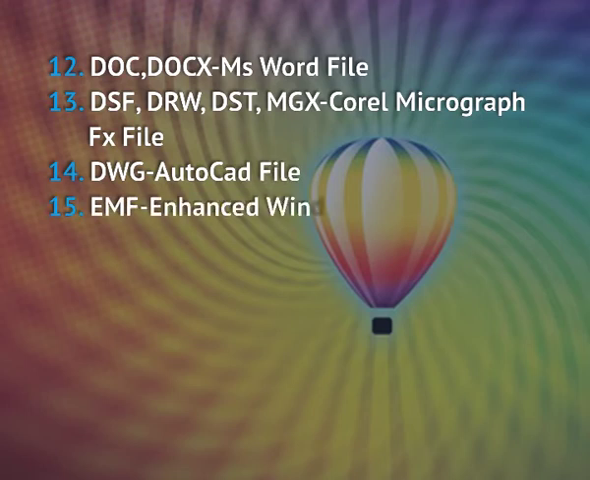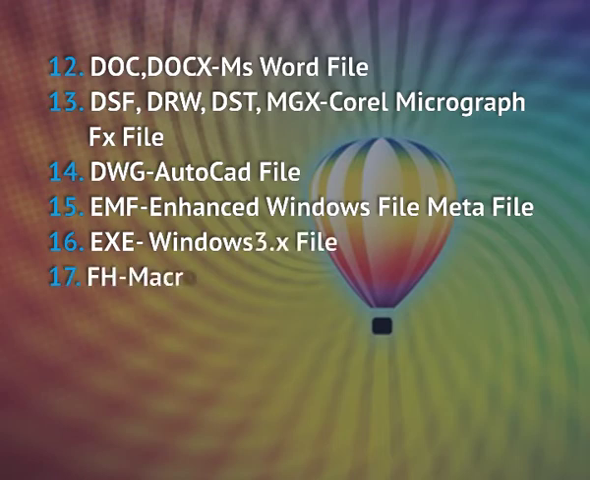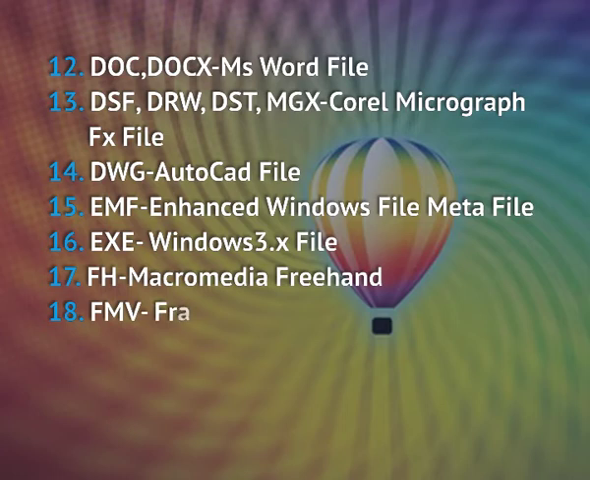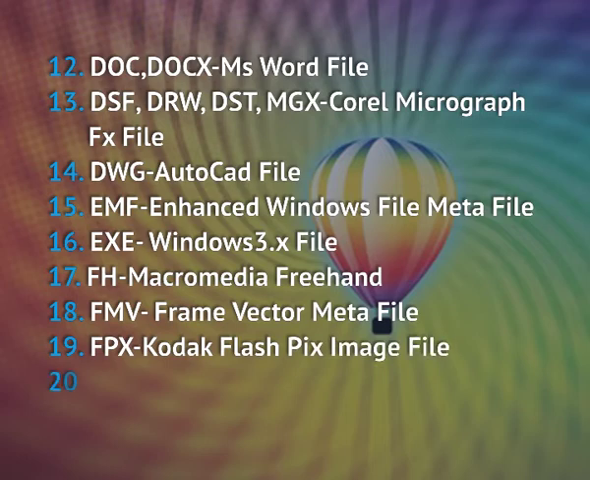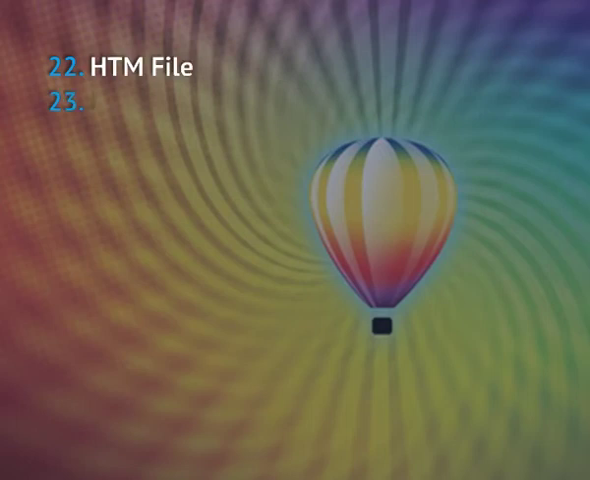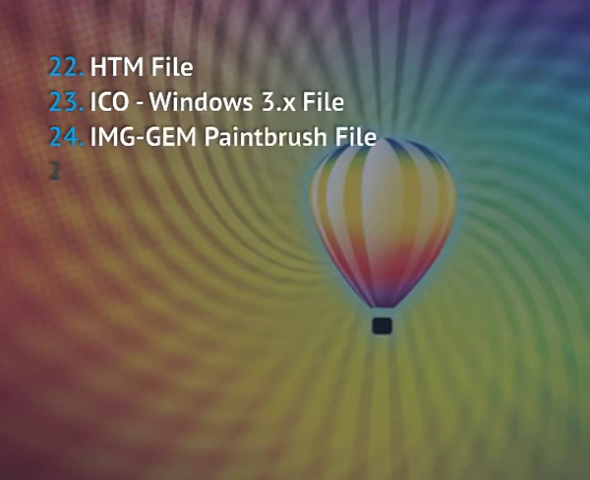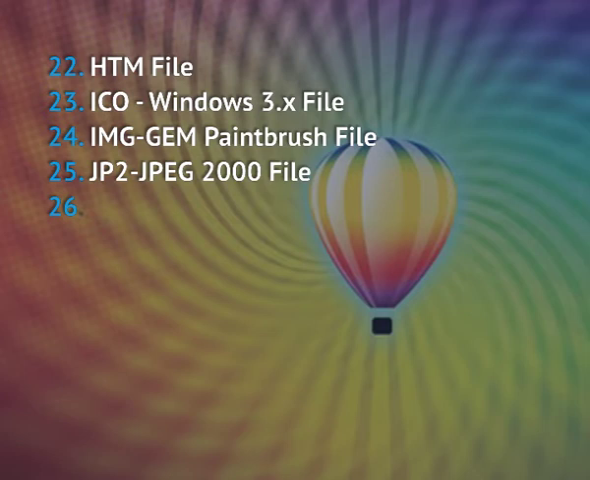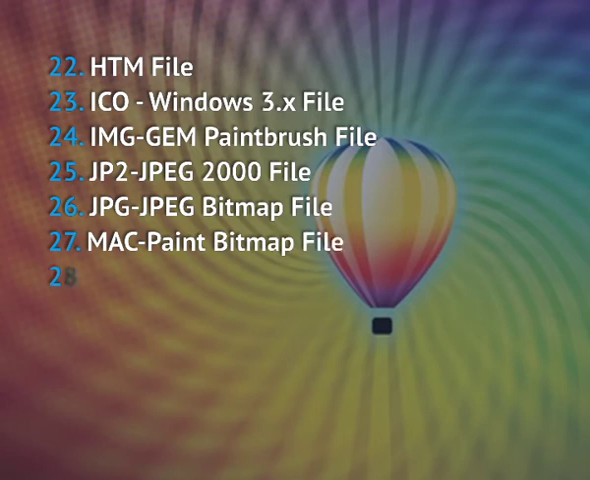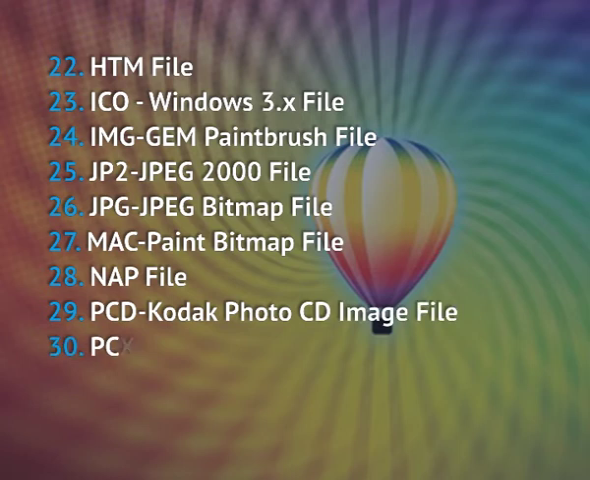DWG, AutoCAD file. EMF, Enhanced Windows Metafile. EXE, Windows 3.x file. FH, Macromedia FreeHand. FMV, Frame Vector Metafile. FPX, Kodak FlashPix Image file. GEM file, GIF file, HTM file. ICO, Windows 3.x file. IMG, GEM Paintbrush file. JP2, JPEG 2000 file. JPG, JPEG Bitmap file. MAC, MacPaint Bitmap file. NAP file, PCD, Kodak Photo CD image file.